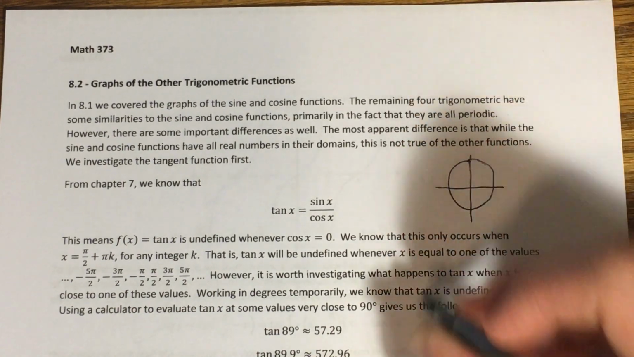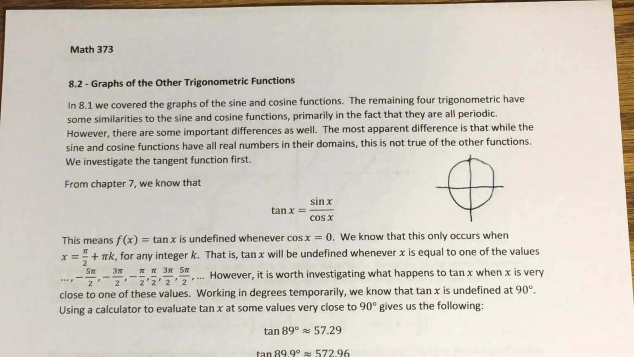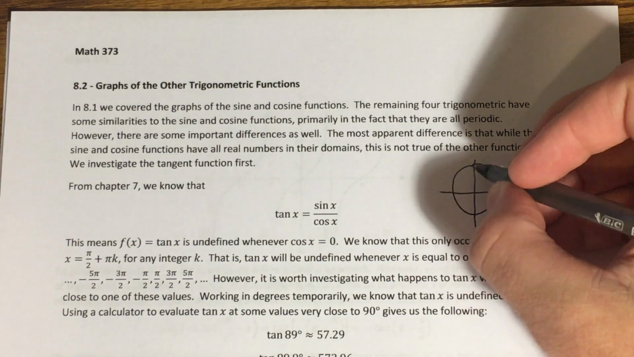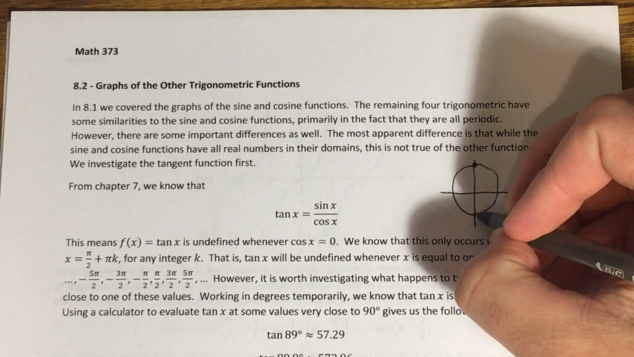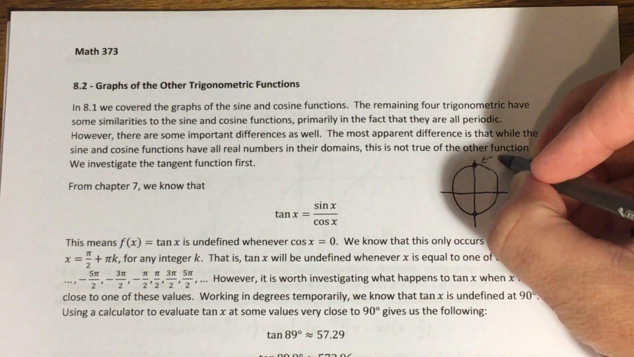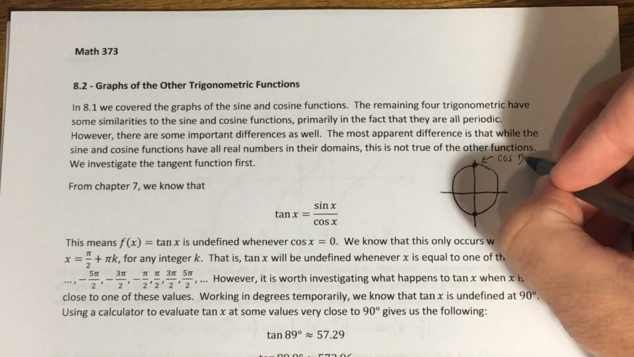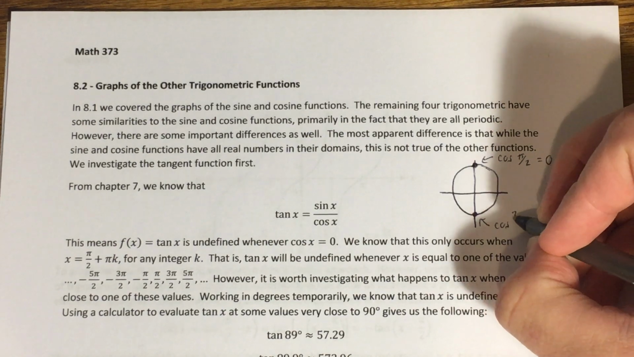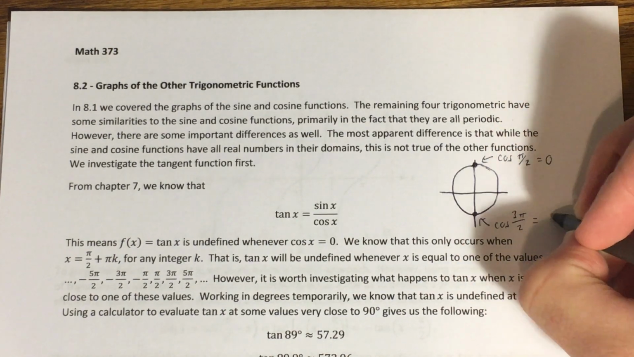Here's the unit circle. Remember, cosine of x is equal to 0 at the points on the unit circle where the x coordinate is equal to 0. That would be here or here. Cosine of pi over 2 is equal to 0, and cosine of 3 pi over 2 is equal to 0.